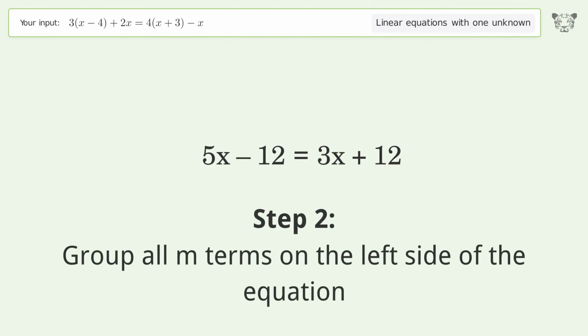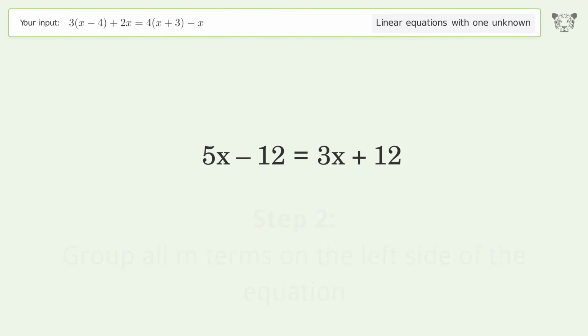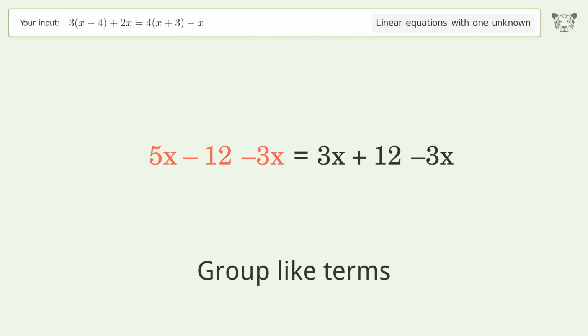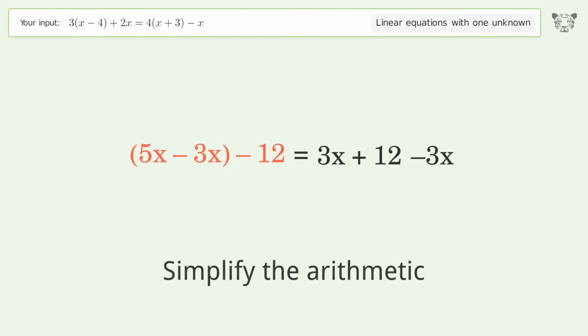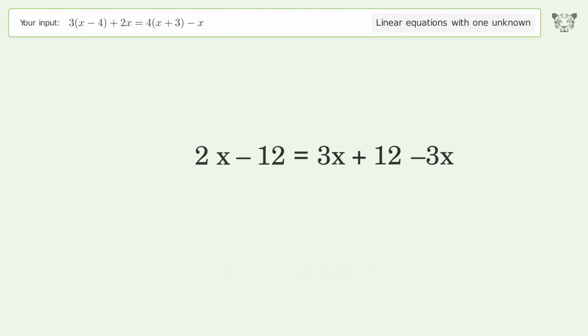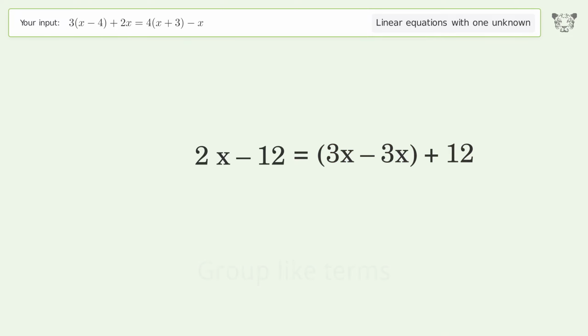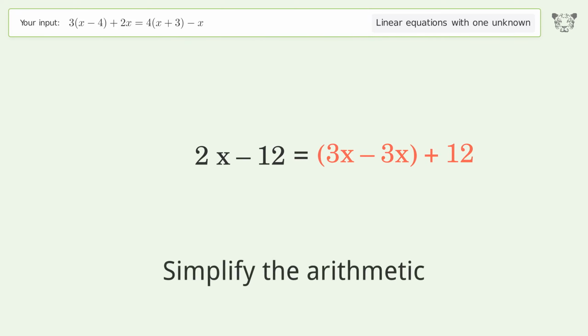Group all m terms on the left side of the equation. Subtract 3x from both sides. Group like terms. Simplify the arithmetic. Group like terms. Simplify the arithmetic.